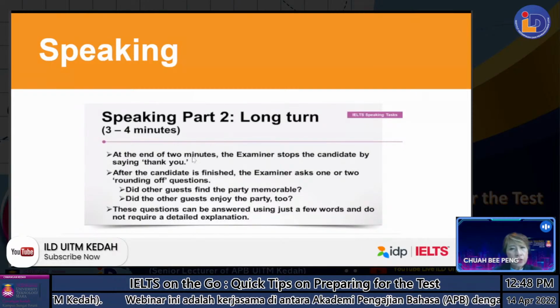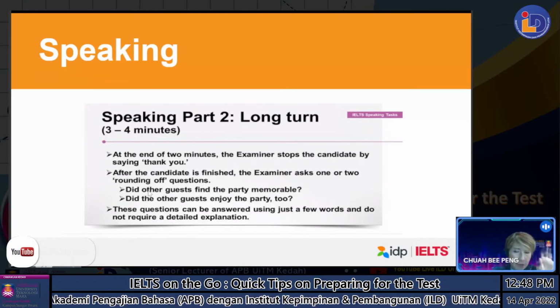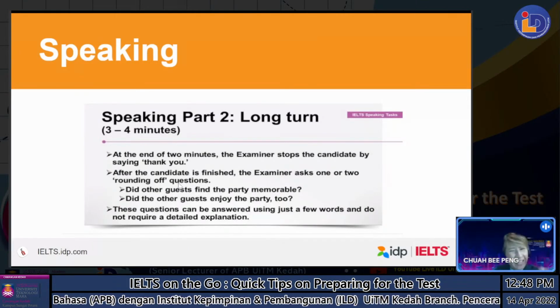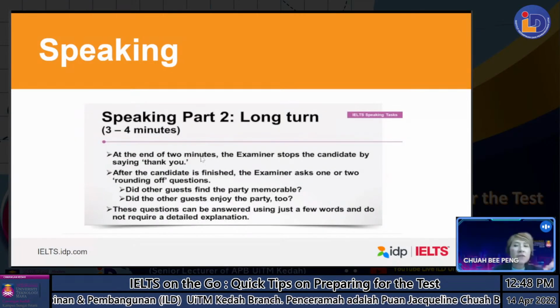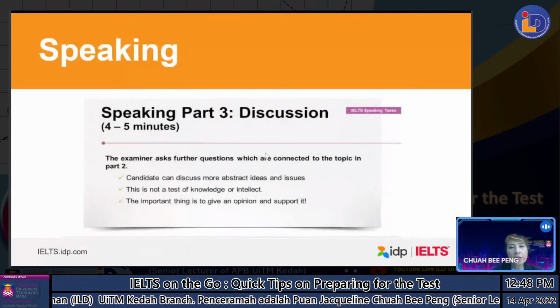So at the end of 2 minutes, the examiner stops the candidate by saying, thank you. Okay. But of course, they won't be this rude. They will always say thank you. And then there'll be 2 rounding off questions, if you have time. If not, it will go to part 3.